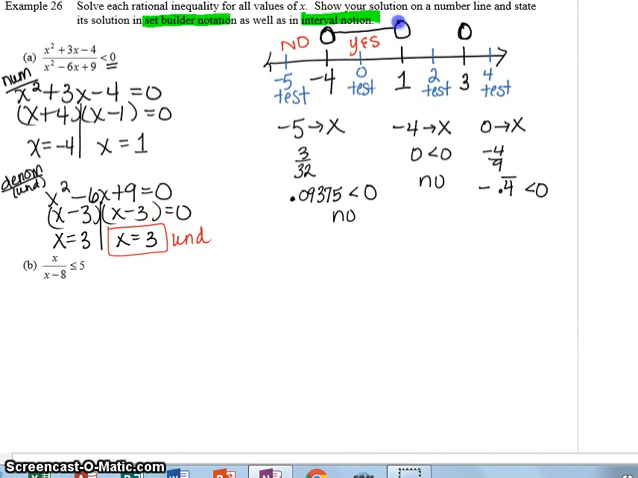I just have to test 1 to see if I'm going to shade 1 in or not. So I'm going to test 1, store it as x. I'm going to pause this because we're running out of time here.